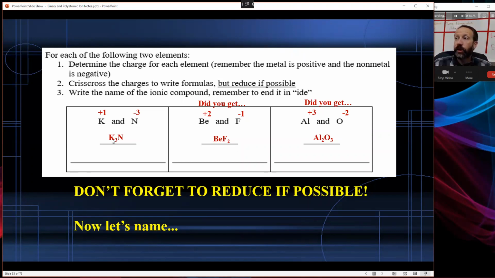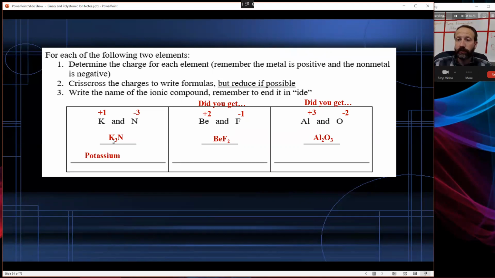K is potassium, so we're going to write potassium. N is nitrogen. Now here's the thing. For a compound, we change the endings to "ide." And again, on my handy dandy chart, which you can download from Canvas, I have a list of the elements, the non-metals, because they're the only ones going to be on the end. Here's the non-metals and how to write them with "ide." So we're not going to say nitrogen, we're going to say nitride with a D. Okay, so potassium nitride.